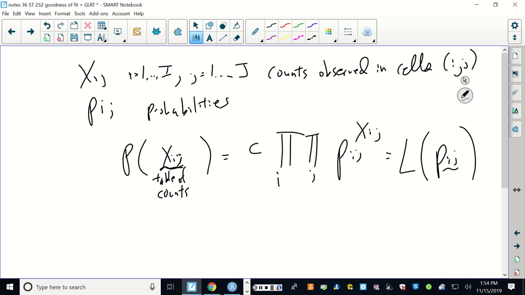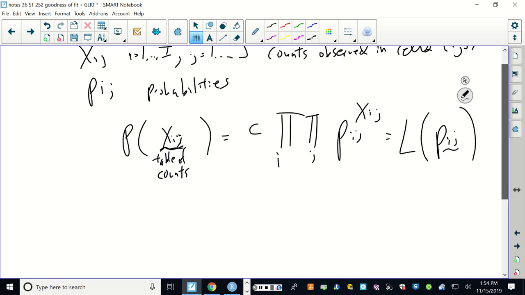So guess what? We're going to find the maximum likelihood estimates of the proportions under the independence model and the maximum likelihood estimates of the proportions under the general model that says there is no specific relationship. So find MLEs.